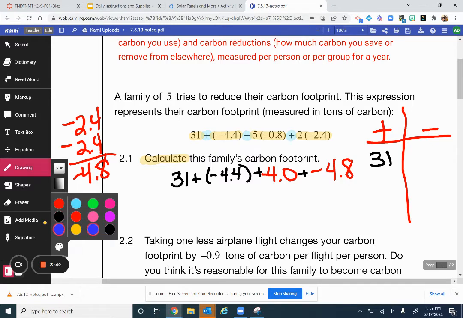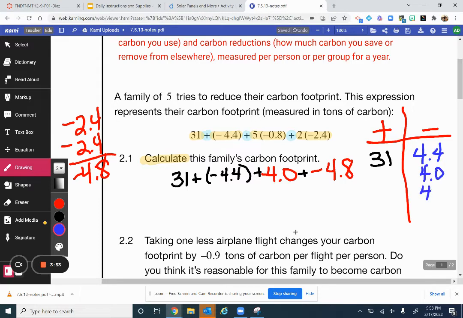And in the negatives, we have 3 different negatives. We have a negative 4.4. And I'm not writing the negative because I have it up here, but you can. Negative 4.0 and negative 4.8. And then I'm going to tally them. And let me rewrite that line. I'm going to tally them. I still have 31 positives, but now I have negative. Line up my decimals. That's 12. Carry my 1, 4, 8, 12, 13.2.